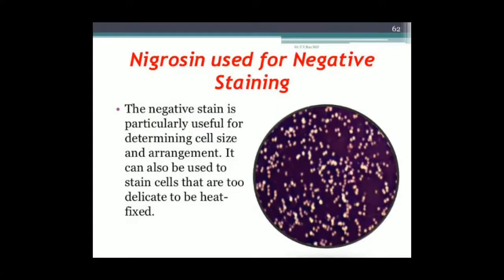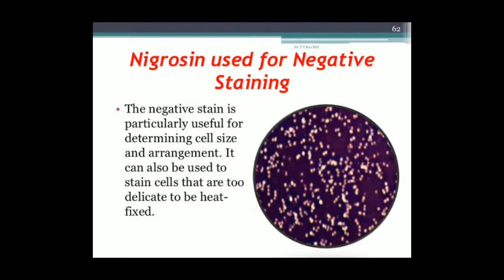The principle of negative staining. Negative staining requires an acidic dye such as India ink or nigrosin. Indian ink or nigrosin is an acidic stain. This means that the stain readily gives up a hydrogen ion and the chromophore of the dye becomes negatively charged.